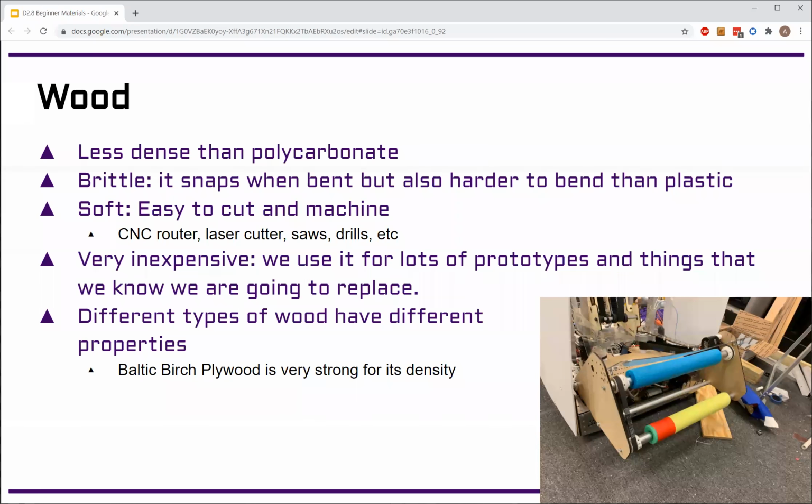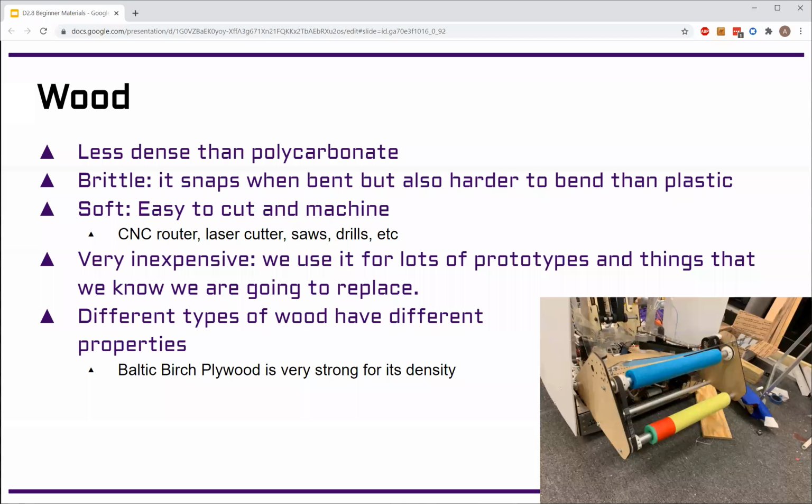It'll snap. If you've taken any sort of wood thing before and bent it and broken it, it's not going to stretch at all, right? Wood doesn't. It's not easy to bend or stretch or anything like that. It's a very brittle material. It's also a very soft material, so it's really easy to route, laser cut, drill, saw, all of that. Super easy to machine and work with.